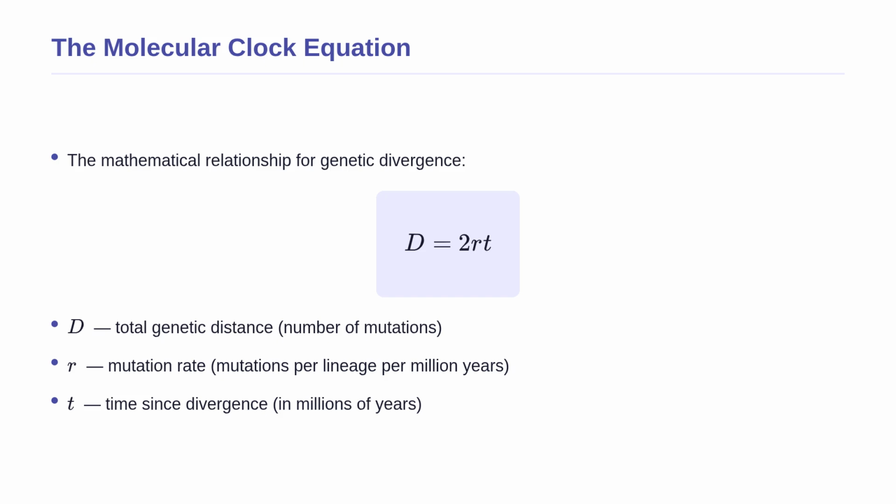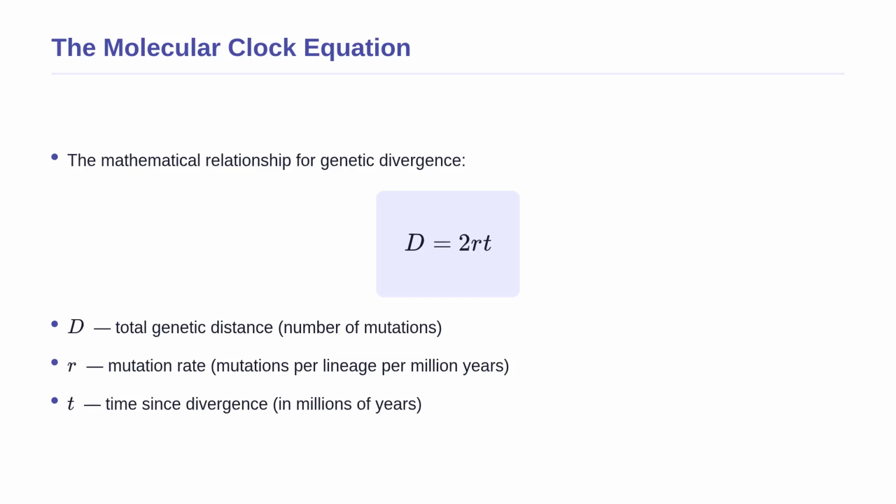D represents the total genetic distance, which is the number of base pair differences we observe between two species today. The symbol R represents the mutation rate, meaning how many mutations occur per lineage every million years. Finally, T represents the time since the two species diverged from their last common ancestor.